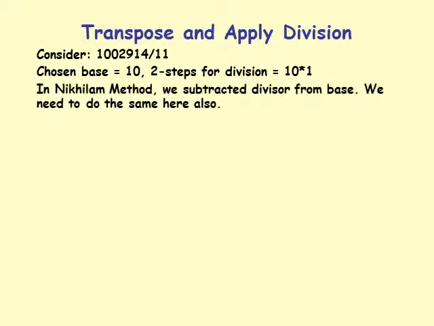Let's continue here. In Nicholas method, we subtracted the divisor from the base. We subtracted this 11 from the base number, and we need to do the same here also. So that's what we need to do. We have to subtract the divisor from the base number. Let's see what we do here.